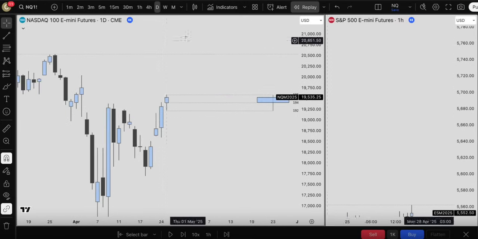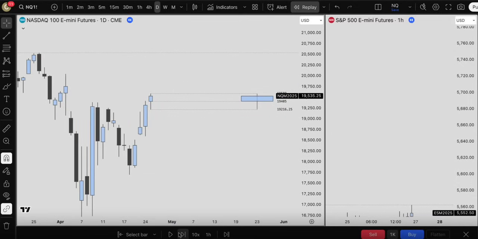So let's see. This was a green up close candle, right? This next weekly candle is an up close candle. So on Monday, we open.